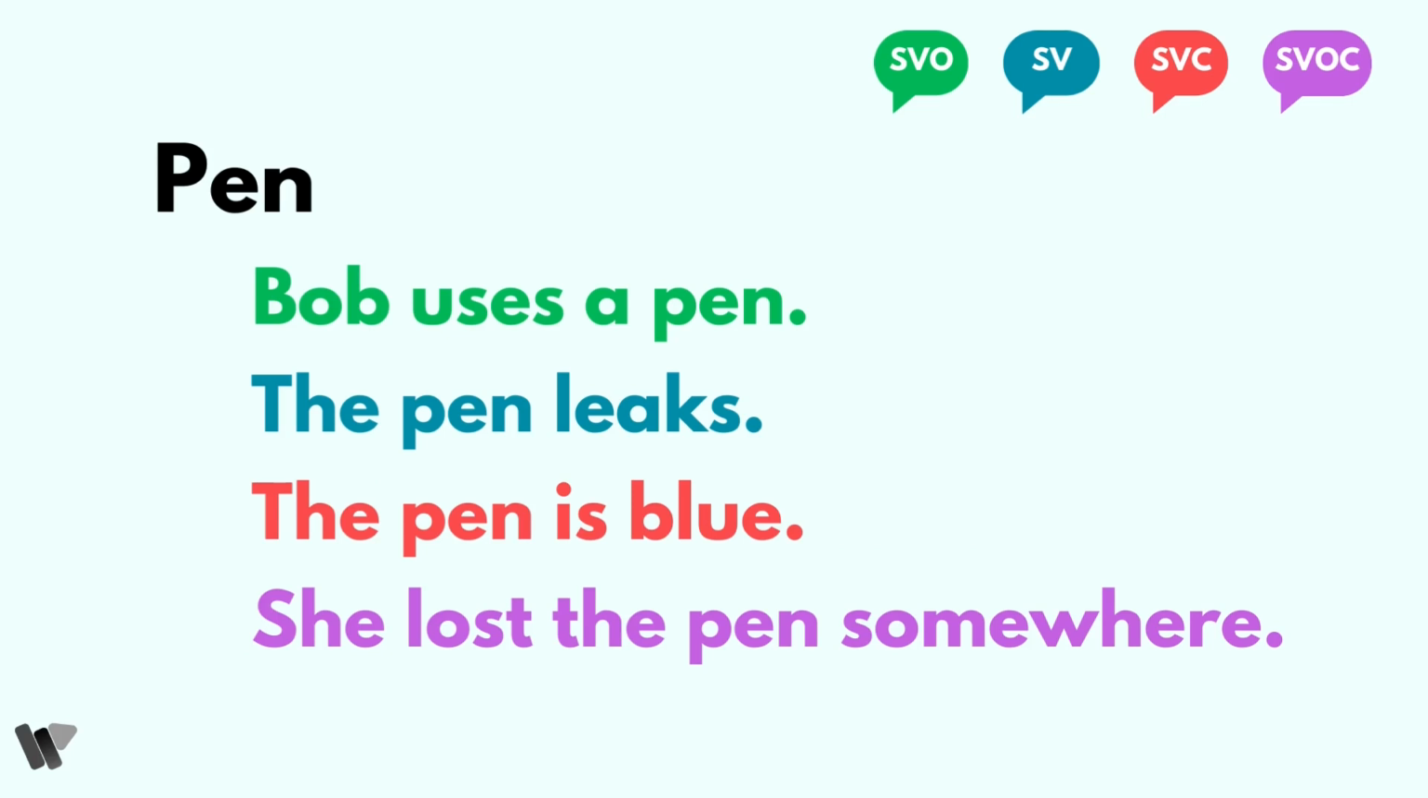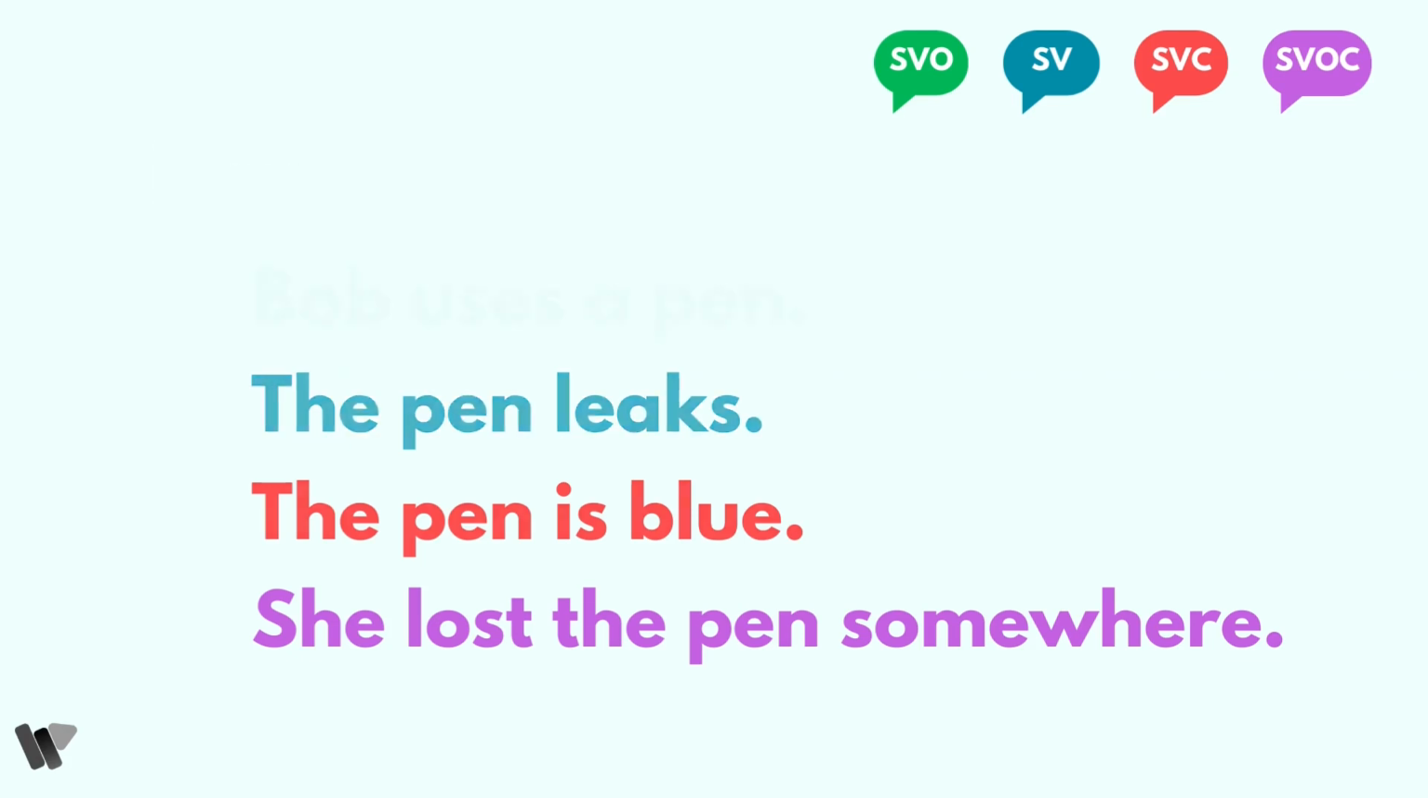Pen. Bob uses a pen. The pen leaks. The pen is blue. She lost the pen somewhere.